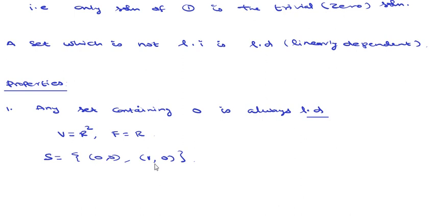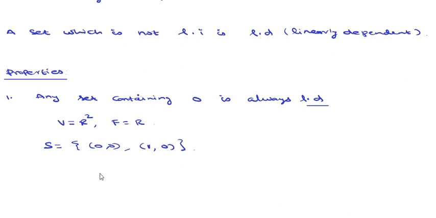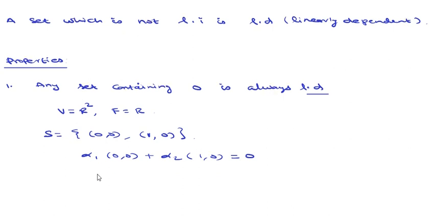So here this set is linearly dependent because it contains (0, 0). Now we see why this set is linearly dependent. For this we will frame the equation with these two vectors in S, that is alpha 1 into (0, 0) plus alpha 2 into (1, 0) equal to 0. So this is the condition for linear independence. Now we will solve this equation.